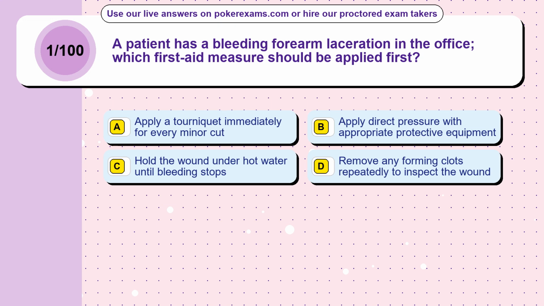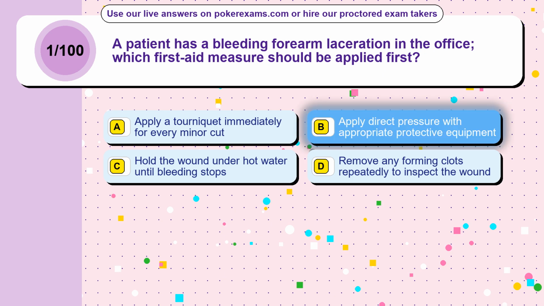Question 1. A patient has a bleeding forearm laceration in the office. Which first aid measure should be applied first? Option A. Apply a tourniquet immediately for every minor cut. Option B. Apply direct pressure with appropriate protective equipment. Option C. Hold the wound under hot water until bleeding stops. Option D. Remove any forming clots repeatedly to inspect the wound.